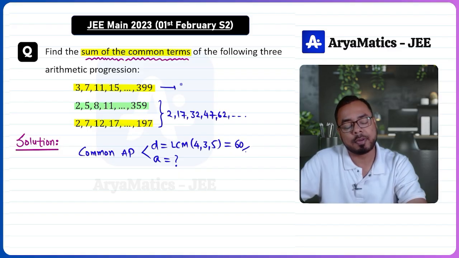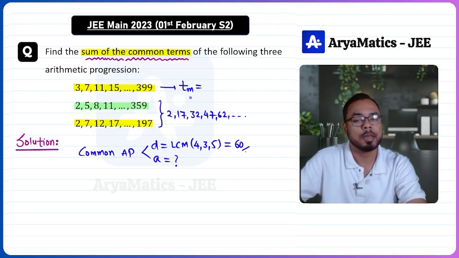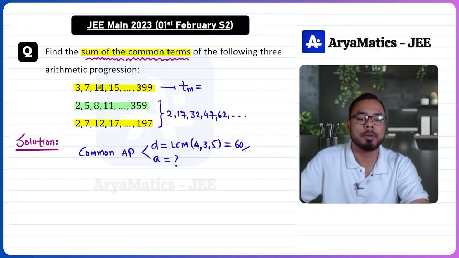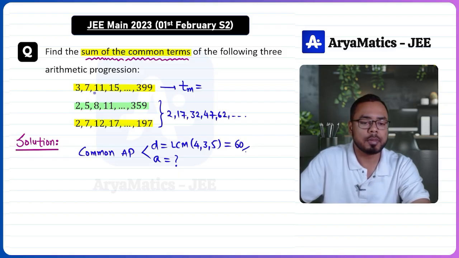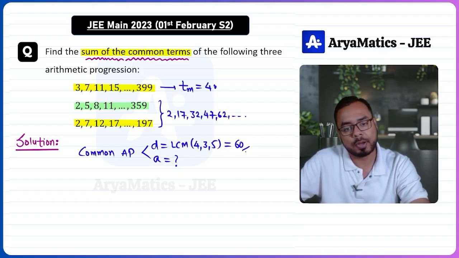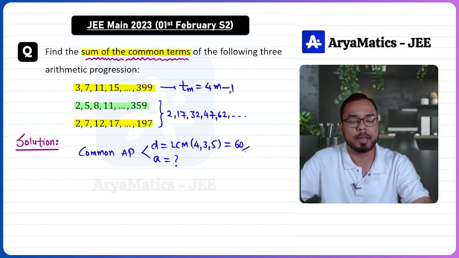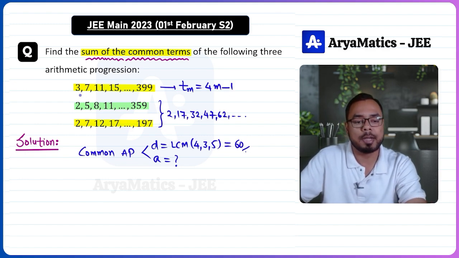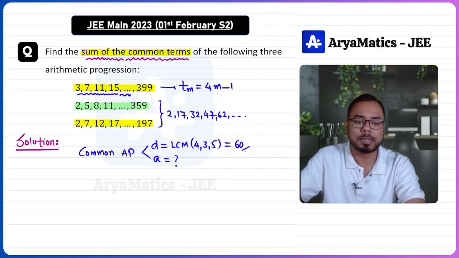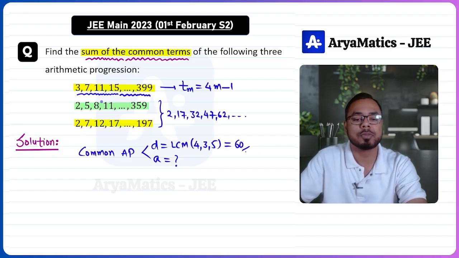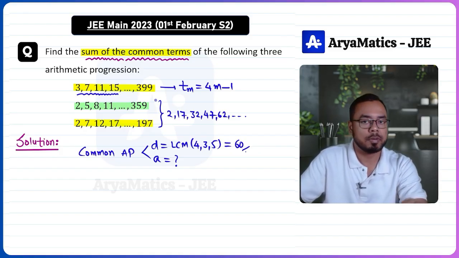Now write the general term of the first AP and identify the first term of this common AP of the second and third AP which is also present in the first AP. In the first AP, the common difference is 4, so the general term will be 4m minus 1. All the numbers are multiples of 4 minus 1. You can see 7, 11, 15 and so on. So for the first AP, the general term is 4m minus 1.